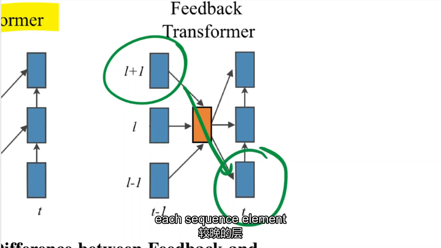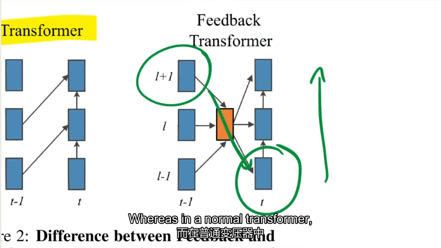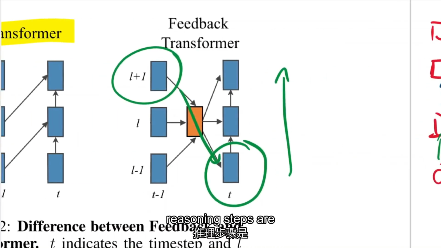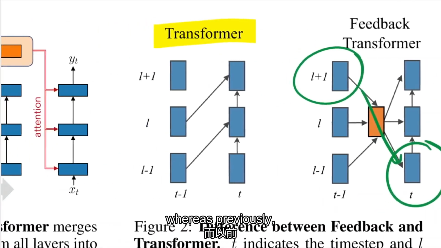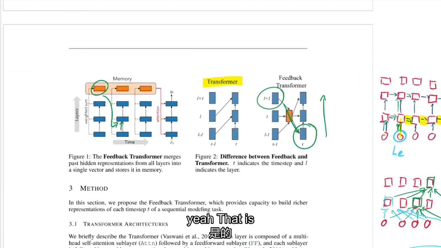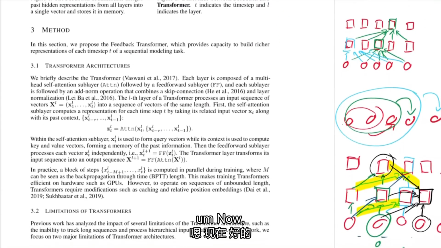And that allows each sequence element to do as many reasoning steps as there are number of layers. Whereas in a normal transformer, the entire sequence only had that many reasoning steps. So here, reasoning steps are per token, whereas previously reasoning steps were per sequence. And that's, of course, more powerful. Yeah, that is pretty much the model.